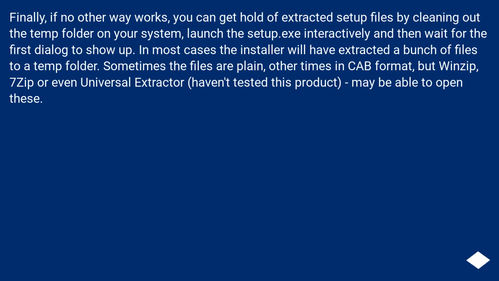Finally, if no other way works, you can get hold of extracted setup files by cleaning out the temp folder on your system, launching the setup.exe interactively and then waiting for the first dialog to show up. In most cases, the installer will have extracted a bunch of files to a temp folder. Sometimes the files are plain, other times in cab format, but WinZip, 7-zip or even Universal Extractor (haven't tested this product) may be able to open these.